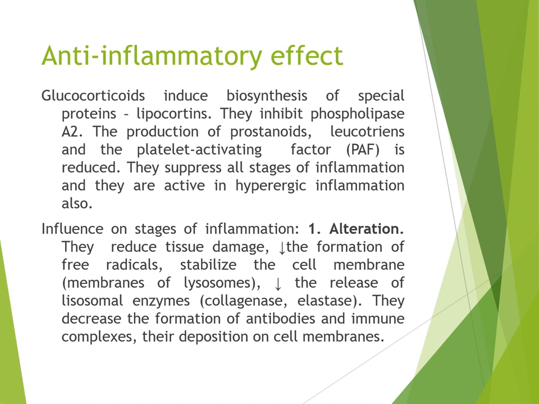So glucocorticoids inhibit this enzyme phospholipase A2 and lead to the decrease of the production of arachidonic acid and of prostanoids, and leukotrienes also, because it inhibits not only cyclooxygenase transformation but also lipoxygenase from arachidonic acid. Also, it inhibits the platelet activating factor, and they suppress all stages of inflammation, all stages, and they are active in hyperergic inflammation also. So, alteration, they reduce tissue damage, the formation of free radicals, stabilize the cell membrane, the release of lysosomal enzymes, and they decrease the formation of antibodies and immune complexes, their deposition on cell membrane.